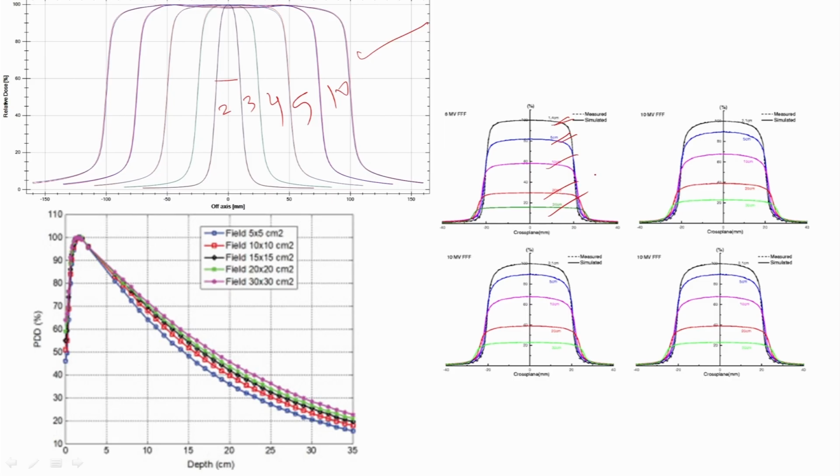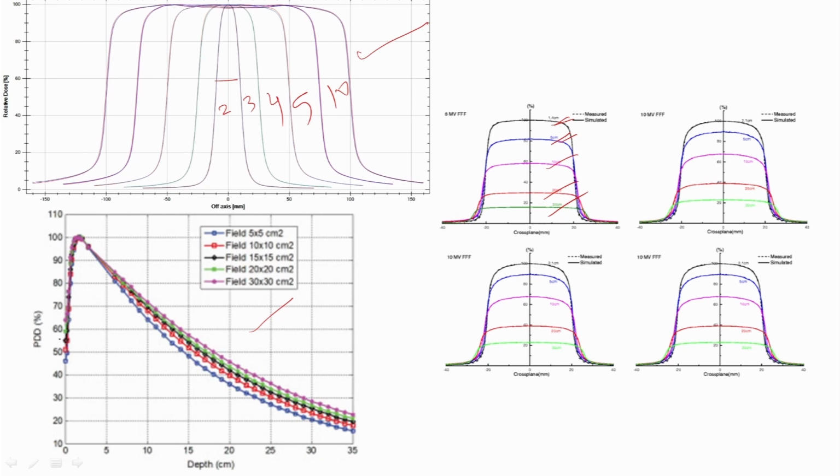So in this commissioning process, you need to measure the beam profiles for different field sizes, from smaller field sizes to the larger field sizes. In case of a linear accelerator, the largest field size is 40x40 and the smallest field size is 1x1 centimeter. So in this way you have to measure the beam profiles for all these field sizes and at different depths.